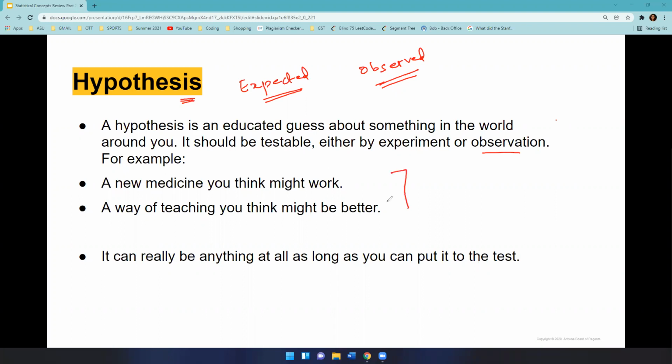Like suppose a new medicine you think might work, so you would do a hypothesis testing and you would find out whether that new medicine is really effective or it was just one time that it worked, or a way of teaching you think might be better. So there are a lot of testing going on whether online studies is better than the offline one or vice versa. So in situations like these we do hypothesis testing. It can be really anything at all as long as you put it to test. So if you can prove it, you can do a hypothesis testing there.